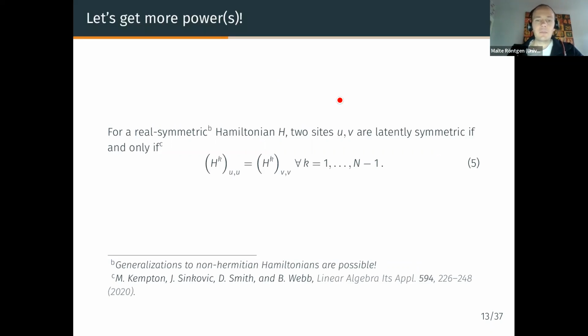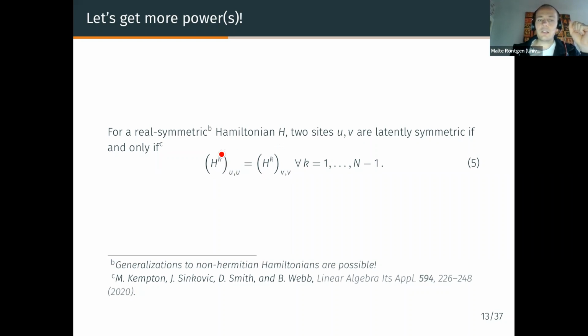Now, again, what I like about graph theory, they're always fast and they're good at mathematics. And it turns out, and this was done only 2 years ago, that if you have a real symmetric Hamiltonian H, just as we had before with our stiffness matrix, the fact that two sides U and V are latently symmetric, meaning that the isospectral reduction has this nice reflection symmetry, is equivalent to the statement that there's a specific relation in the matrix powers of your Hamiltonian.